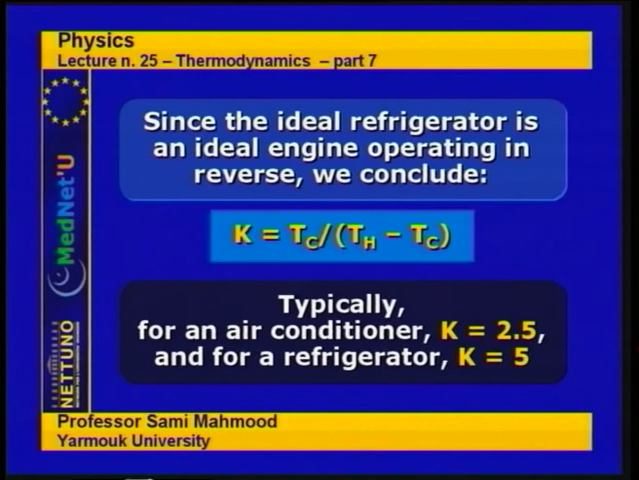Typical values of the coefficient of performance are such that, for example, for a regular air conditioner, the coefficient of performance, K, is about 2.5, around that number. And for a house refrigerator, the typical value for K is about 5. Those are just typical numbers for such machines.